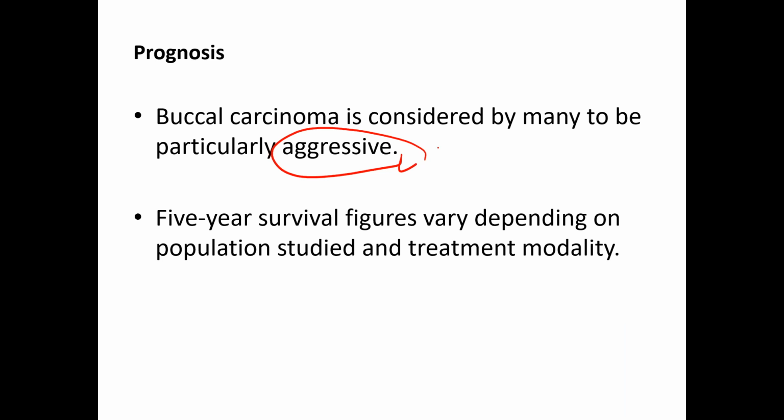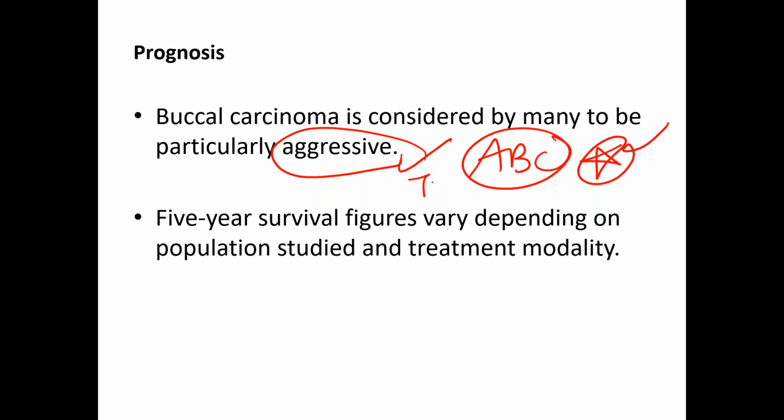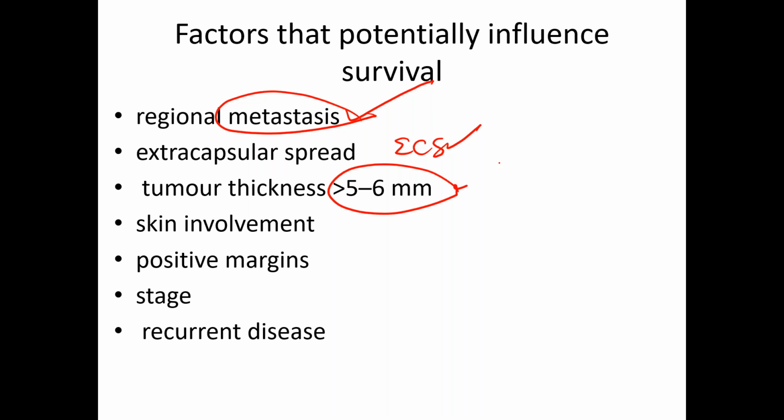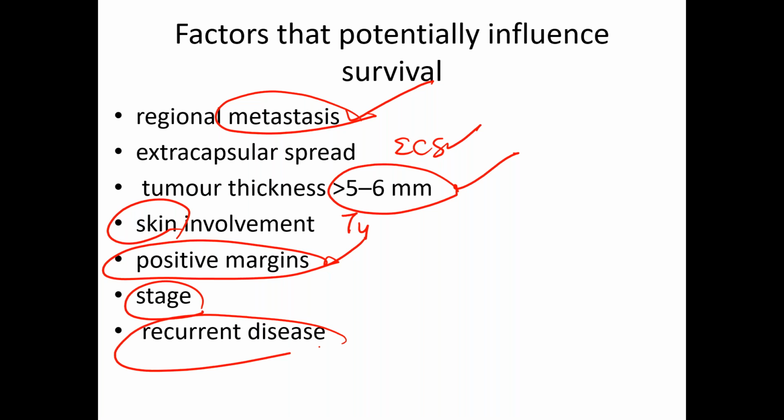Prognosis: buccal cancers are aggressive. Alveobuccal cancers are all aggressive, very dangerous, so you have to treat at an early stage only. Five-year survival depends upon treatment modality. The factors for survival are regional metastasis, extracapsular spread, tumor thickness, skin involvement, which makes it T4, positive margins, stage of the disease, and recurrence of the disease. These are all the factors for survival in buccal cancers. Just keep it in mind. Buccal cancers are over now.